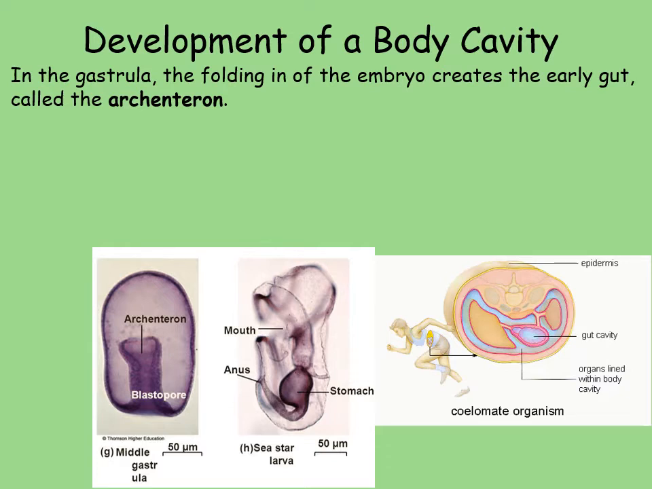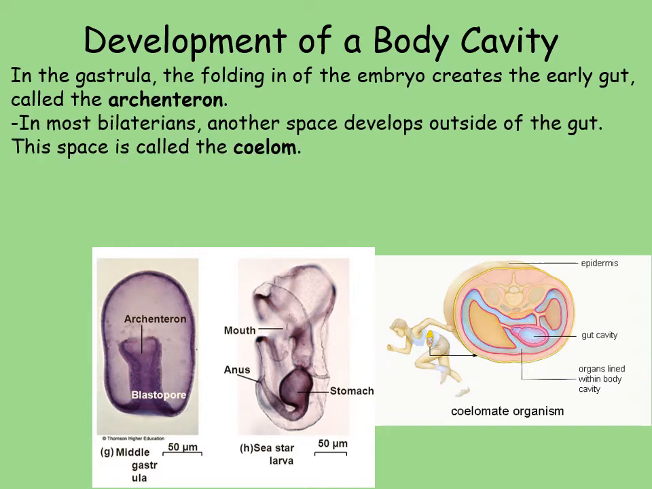So like I mentioned before, when you have the gastrula, the folding in of the embryo creates this early embryonic gut called the archenteron. In most bilaterians, another space develops outside of the gut, and this space is called the coelom.